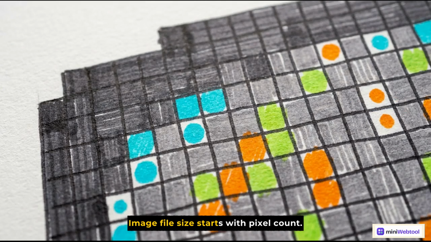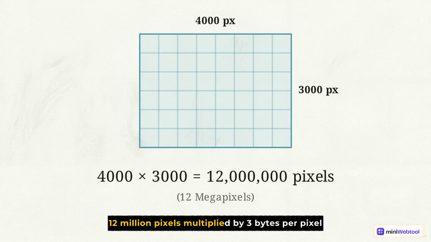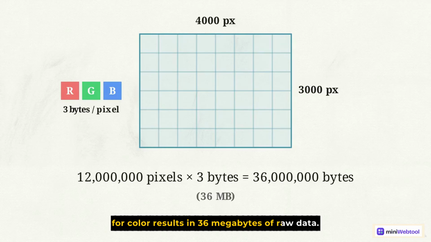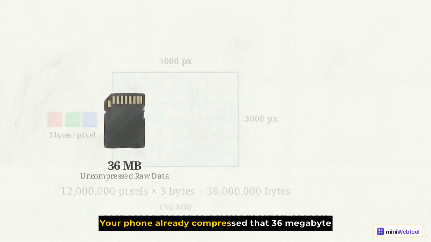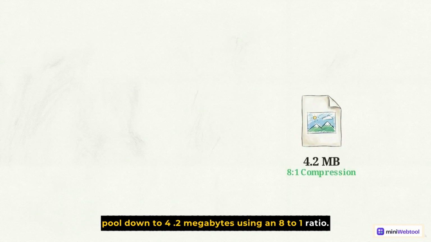Image file size starts with pixel count. A standard 4000 by 3000 photo holds 12 million individual pixels. The uncompressed image equation is straightforward. 12 million pixels multiplied by 3 bytes per pixel for color results in 36 megabytes of raw data. Your phone already compressed that 36 megabyte pool down to 4.2 megabytes, using an 8:1 ratio.